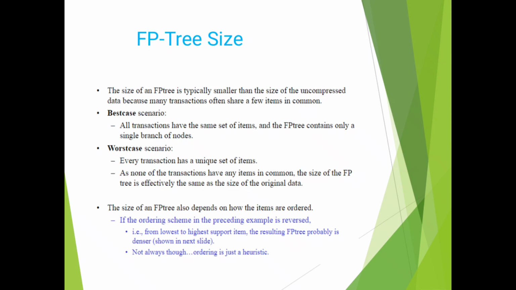The two scenarios to be represented in an FP tree: best case and worst case. The best case means all transactions have the same set of items and the FP tree contains only a single branch of nodes. That is the best case scenario. Next one, worst case means every transaction has a unique set of items. As none of the transactions have any items in common, the size of the FP tree is effectively the same as the size of the original data.